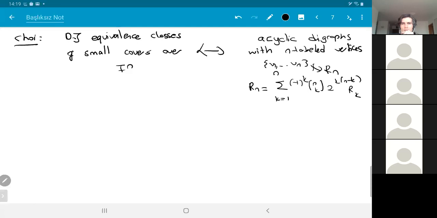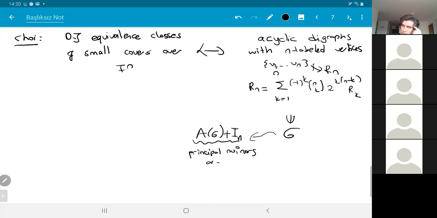Why so? I mean, why are acyclic digraphs with unlabeled vertices in one-to-one correspondence with matrices where every principal minor is one? Because if you have an acyclic digraph G with unlabeled vertices, then its adjacency matrix is an n by n matrix. And if I add the identity to this matrix, then the resulting one will be a matrix whose principal minors are one. This comes from the acyclicity condition. I just need to add the identity.